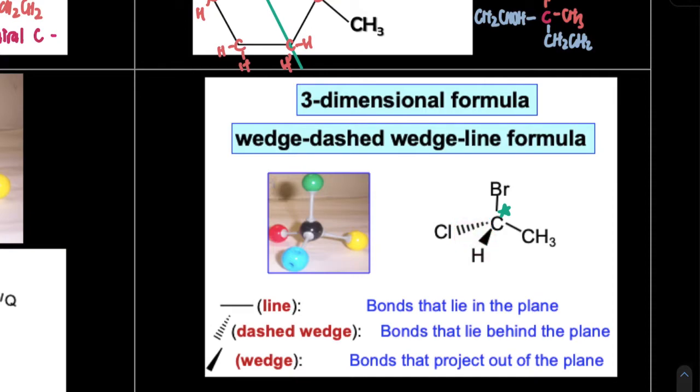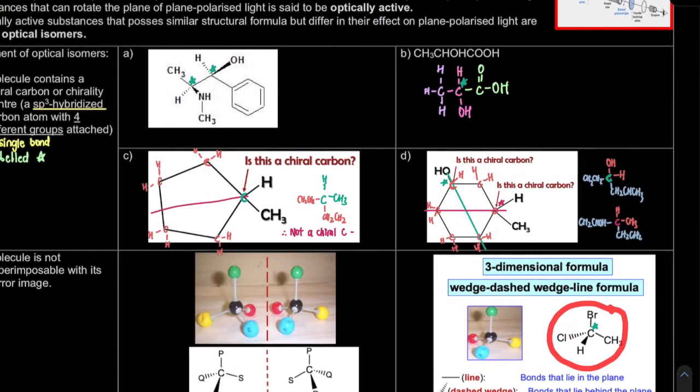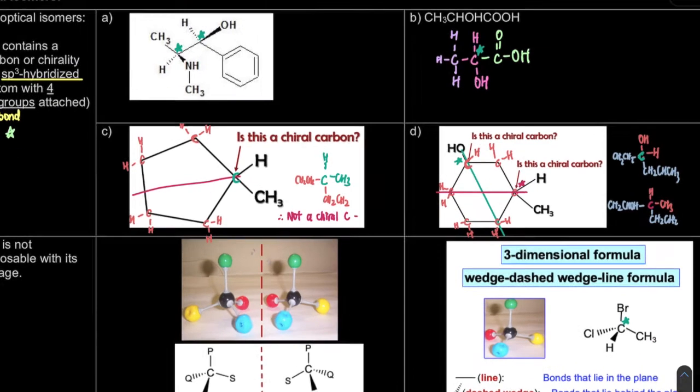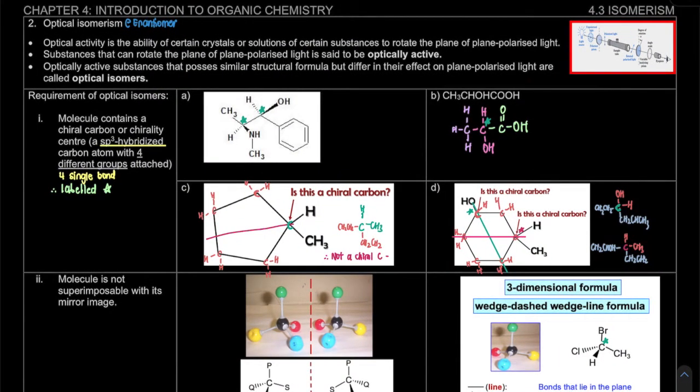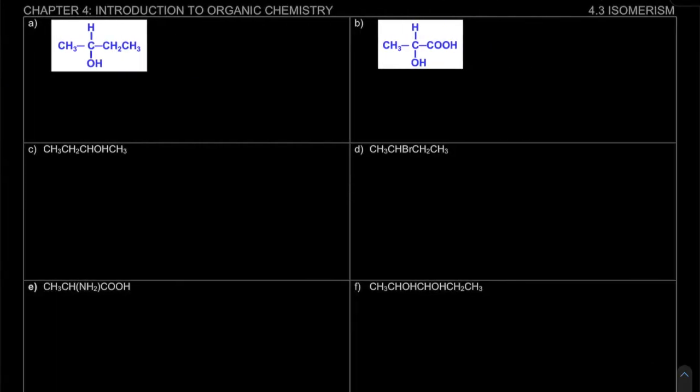Okay, once you have drawn one part, then we're going to draw the mirror image of it. So here is the example. Make sure the chiral carbon is bonded to 4 different groups. Then we can draw this part, and then we have to label it as enantiomer, the name of our isomerism itself. Okay, so let's look for the examples.